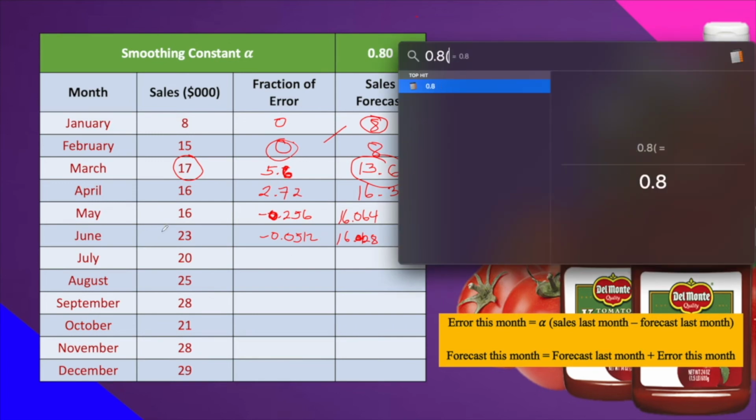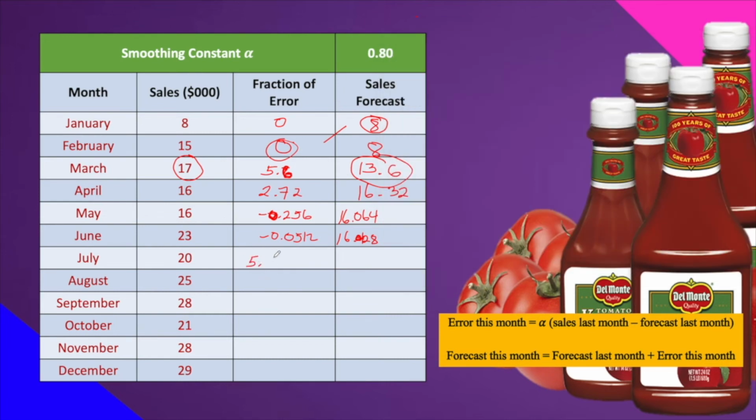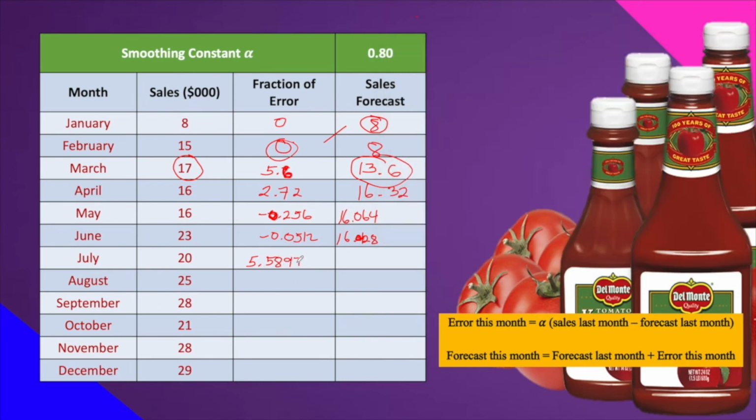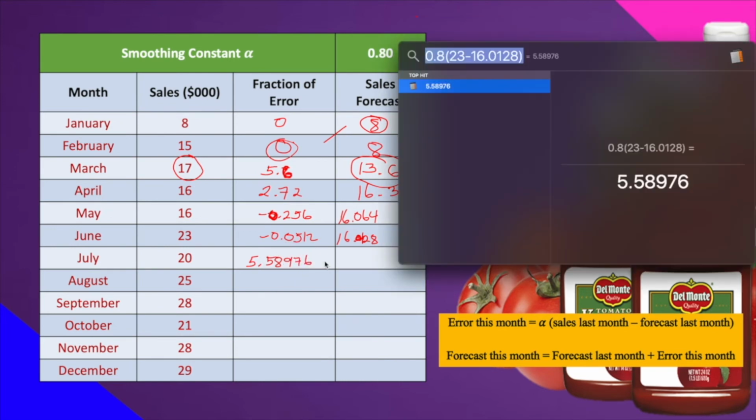Sales last month is 23. Minus our forecast last month, 16.0128. Answer natin, we have here 5.58976. Medyo malaki, no? Okay, i-add natin ngayon ito sa ating sales forecast last month, which is 16.0128. We have 21.60256.